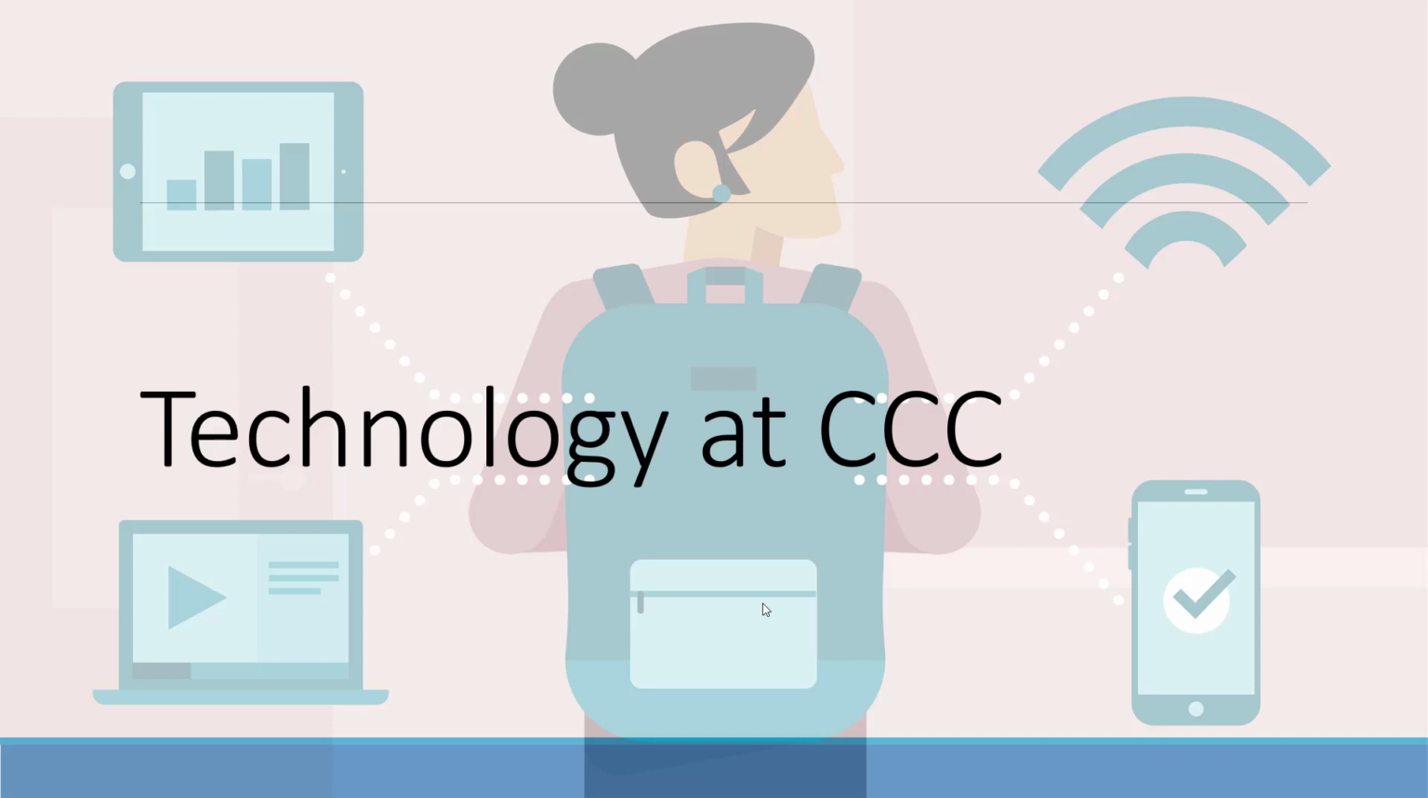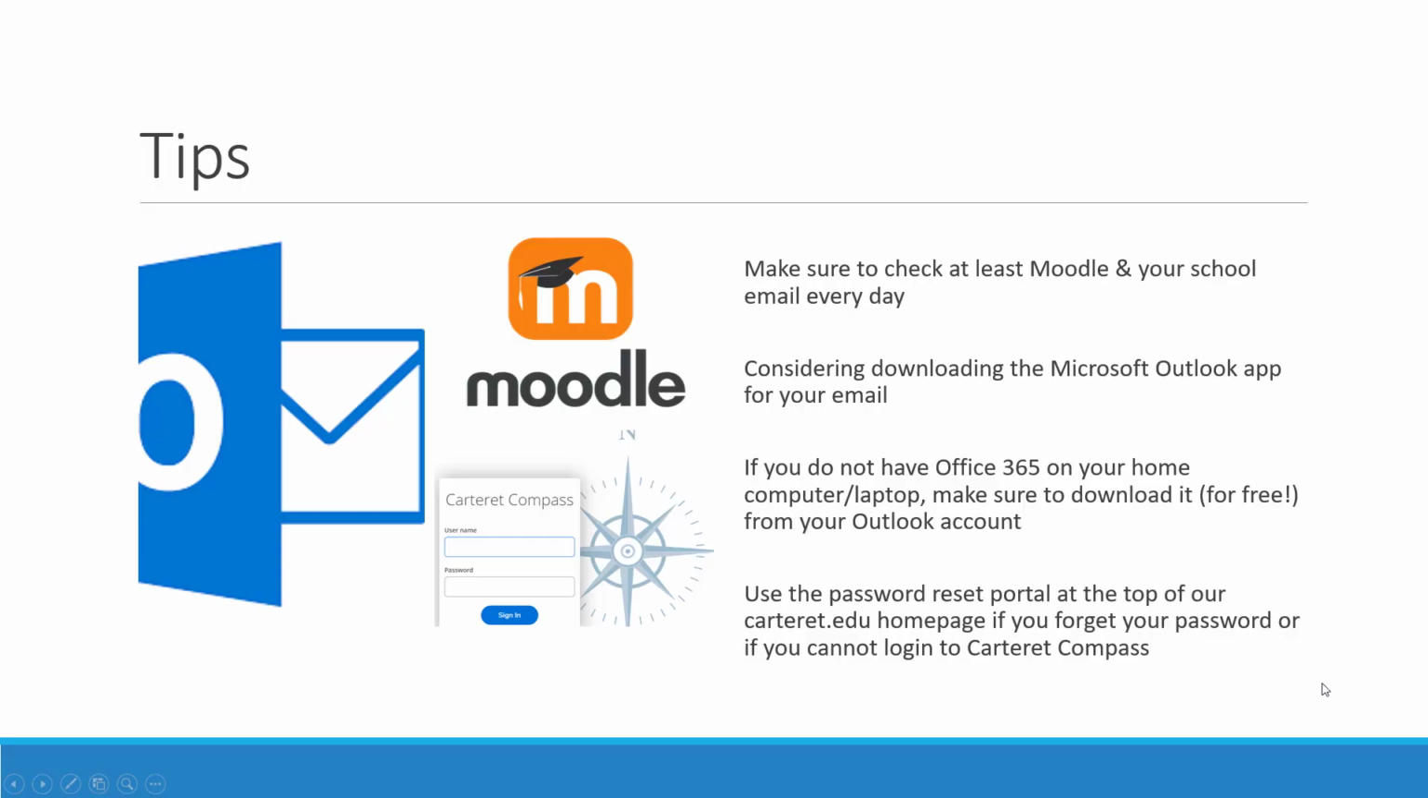In this quick video, I wanted to discuss with you some of the technology that you're going to encounter as a student at Carteret Community College. So just some general tips. Make sure you're checking Moodle and your school email every single day. The way your instructor is going to communicate with you is going to be through email. So if there's a last minute change to class or a change to an assignment, that's the way you're going to find out about it.